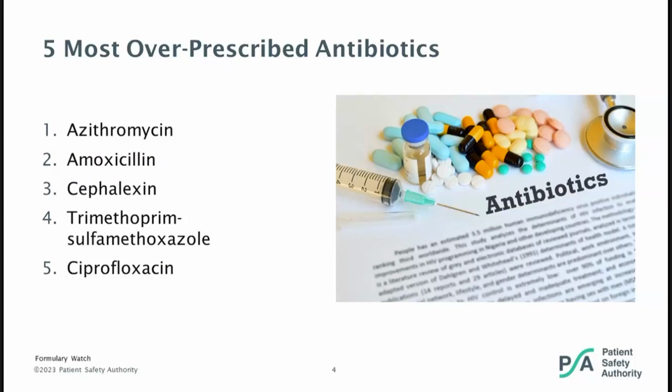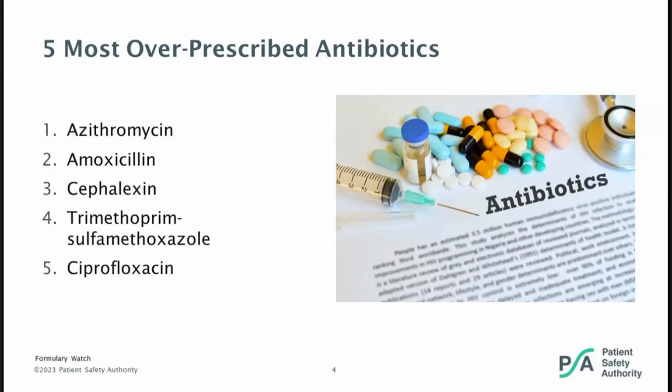An article from 2015 detailed that the 5 most overprescribed drugs are azithromycin, amoxicillin, cephalexin, trimethoprim sulfamethoxazole, and ciprofloxacin. These are overprescribed for a variety of reasons, including viral infections, which obviously don't need an antibiotic, skin conditions, urinary tract infections, especially in the elderly, skin boils, and when a more simple antibiotic could have been used instead.